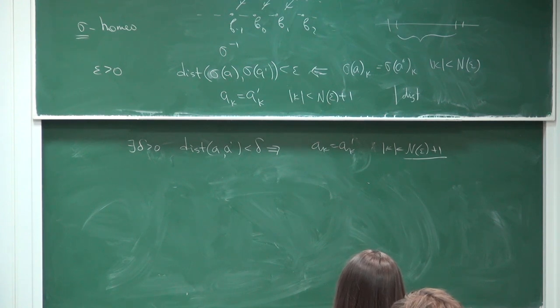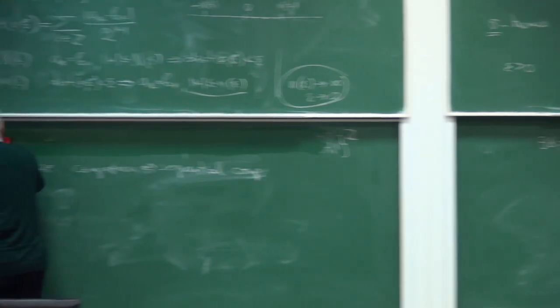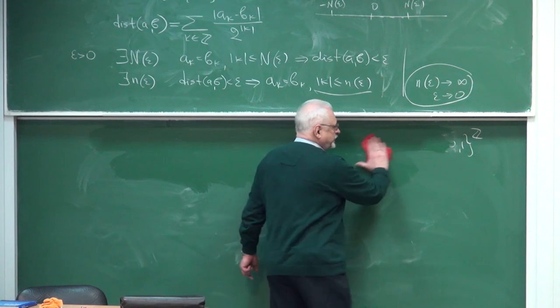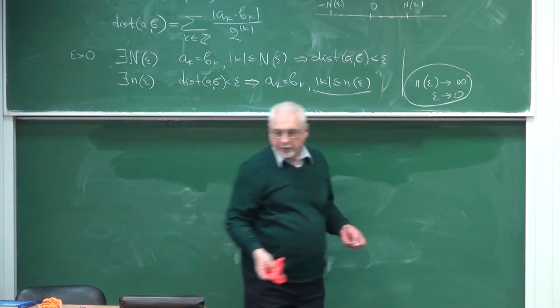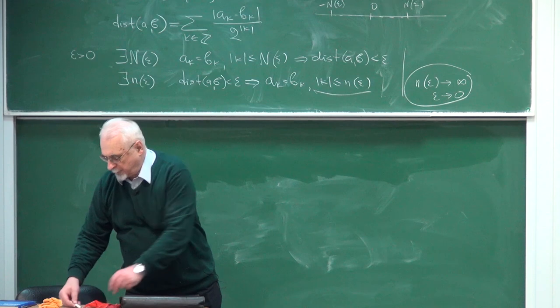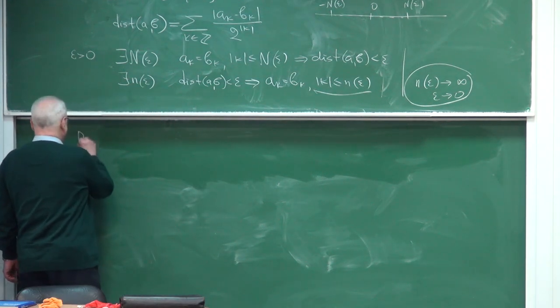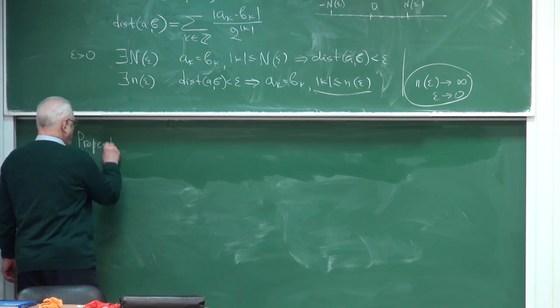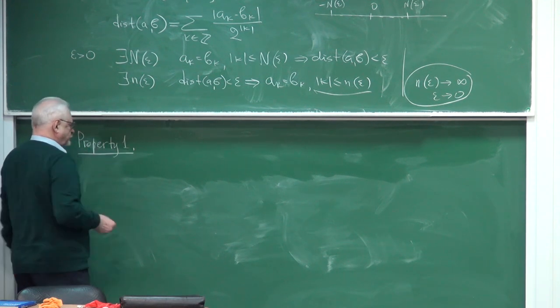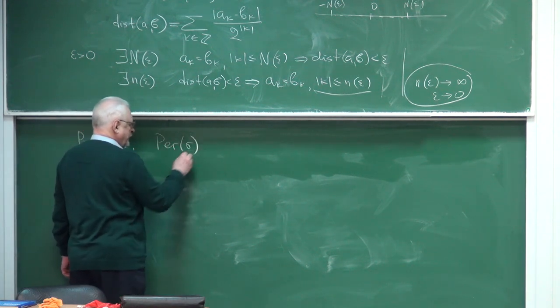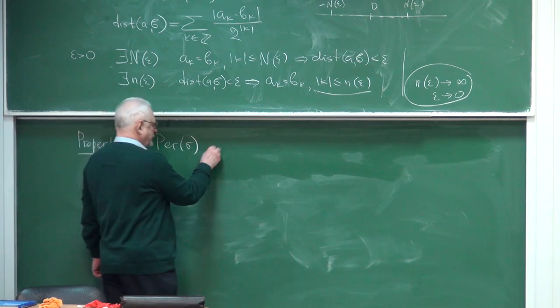So we really get a dynamical system. We get a homeomorphism. And here it is easy to establish some properties which I need later. The set of periodic points is infinite.